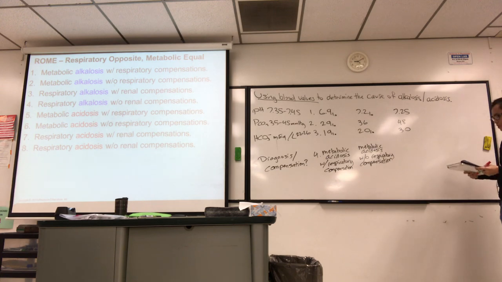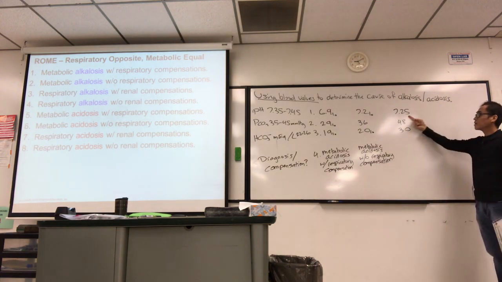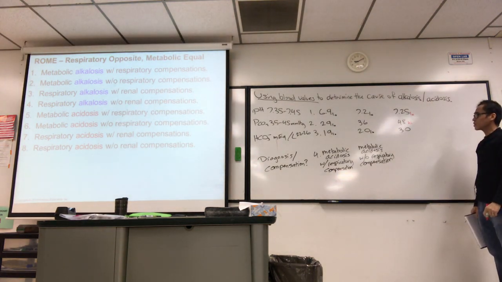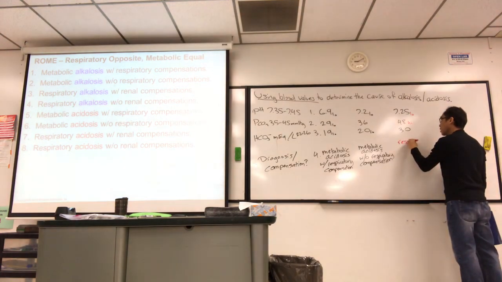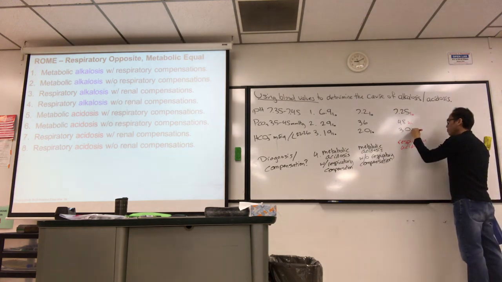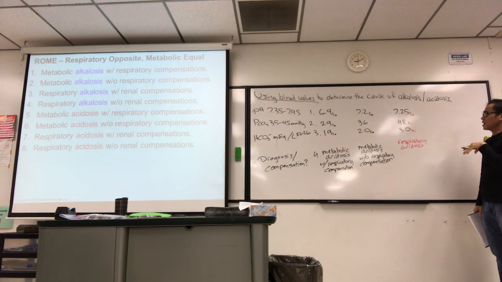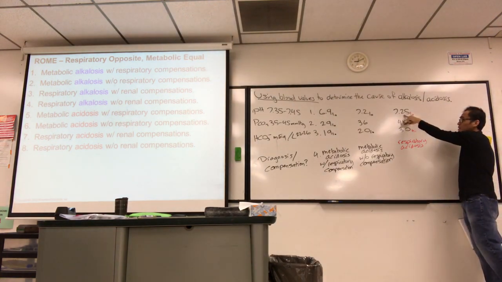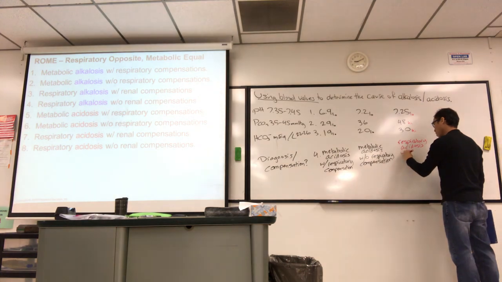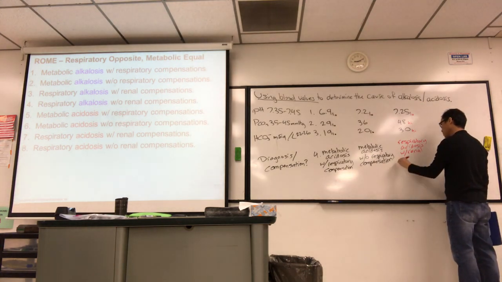I think that was enough time. Let's see how you did. First value, 7.25. That's low, so it's acidosis. The second value, high or low? That's high. So we know it's a respiratory cause. It's a respiratory acidosis. Look at the third value. Is that in the normal range? No, it's high. Okay, so what do we say about that? You've got high base trying to compensate for acidic conditions. So, with renal compensation.